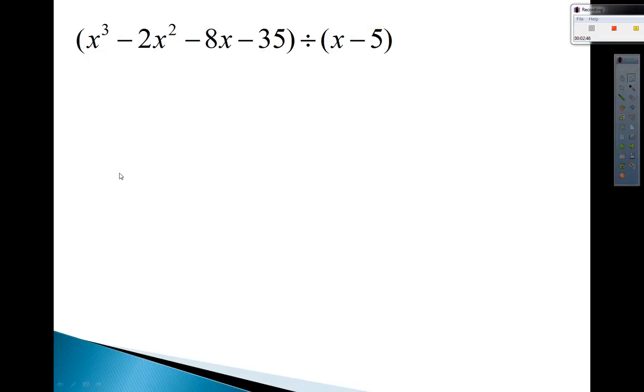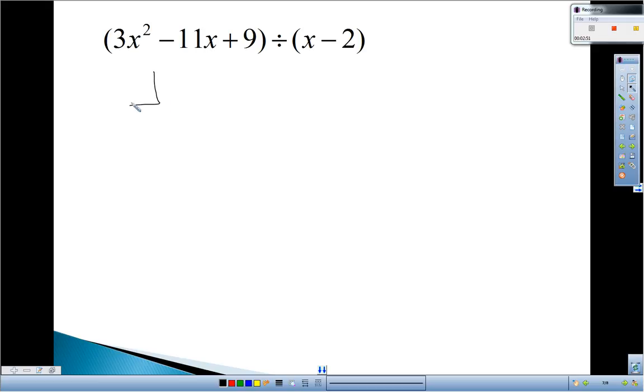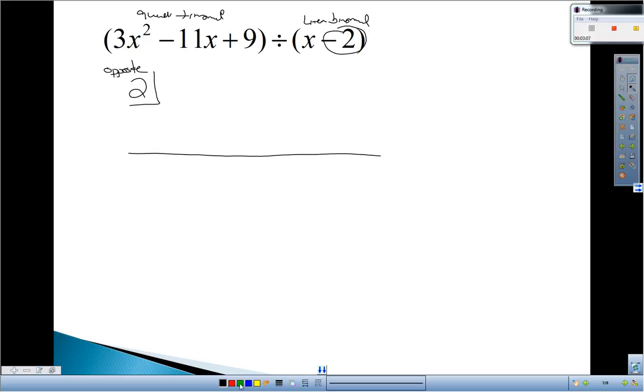Alright, let's take a look at another one. For this one, again, draw a half box and a horizontal line. This is a quadratic trinomial, and this is a linear binomial. Remember, the binomial is what goes in the half box, but always do the opposite. So instead of a negative 2, you're going to put a 2 inside the box. Now look at your coefficients. Your coefficients are 3, negative 11, and 9.